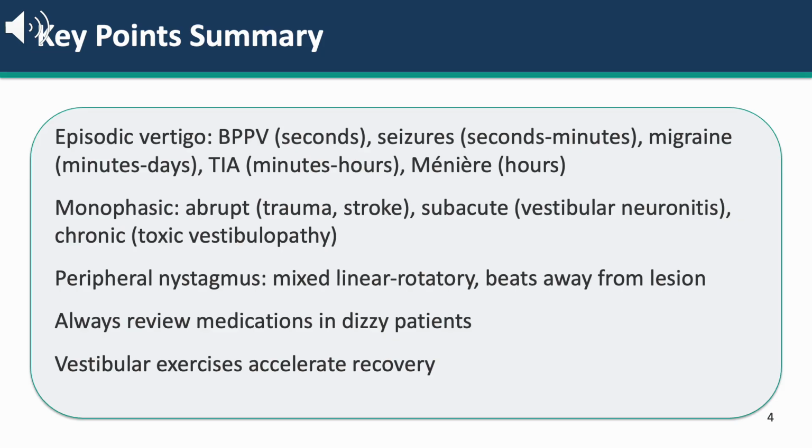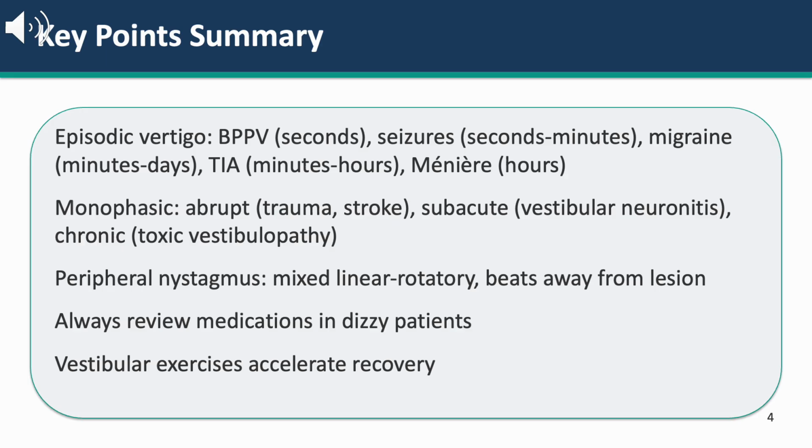Episodes of benign paroxysmal positioning vertigo last seconds up to a minute, whereas seizures generally last seconds or minutes. Migrainous vertigo may last minutes to days. Transient ischemic attacks last minutes to hours, and attacks of Meniere syndrome last hours. Monophasic vertigo may have an abrupt onset, as seen with trauma, stroke, or demyelinating disease.